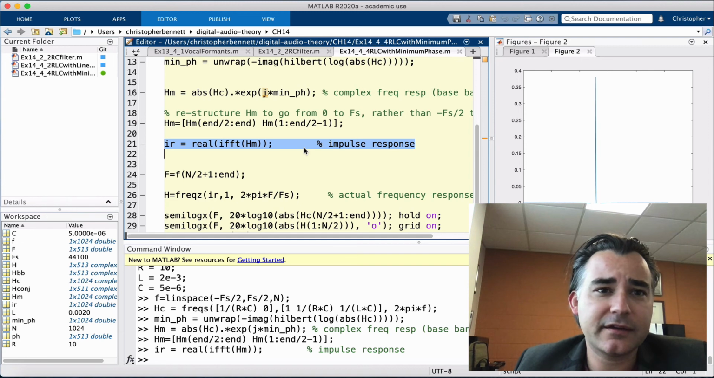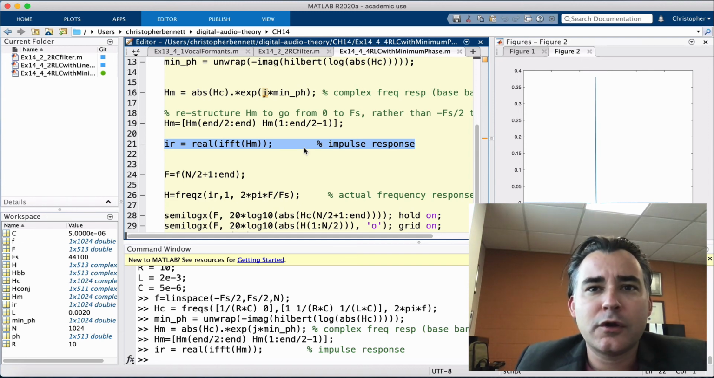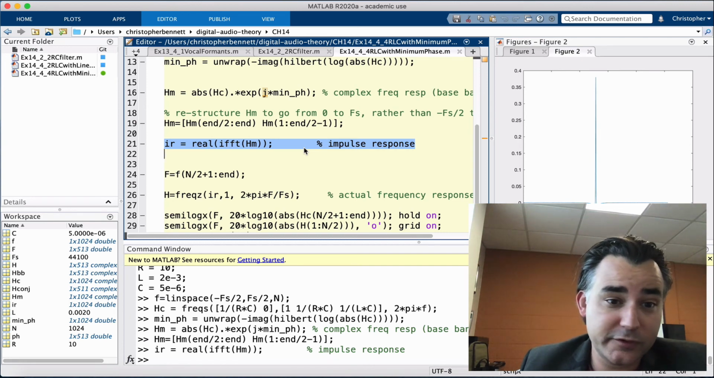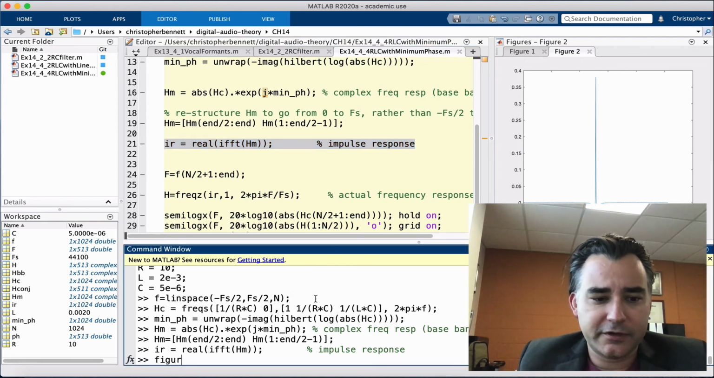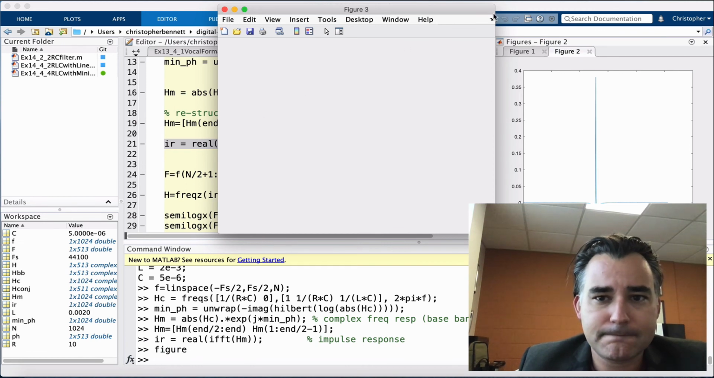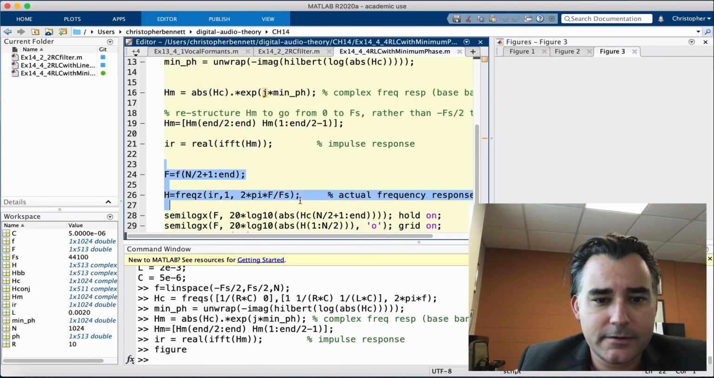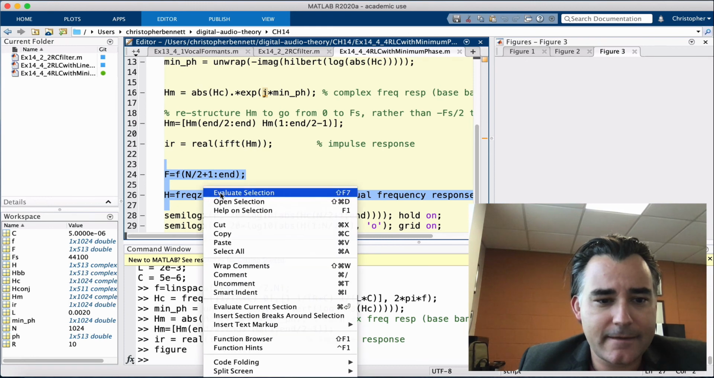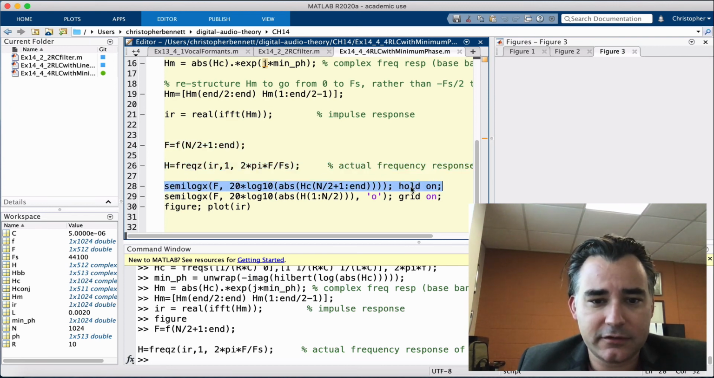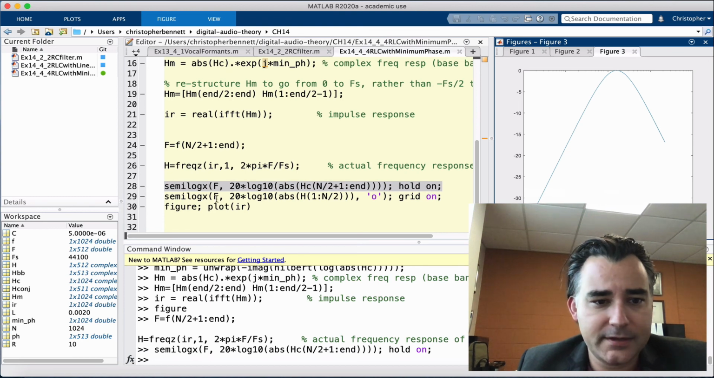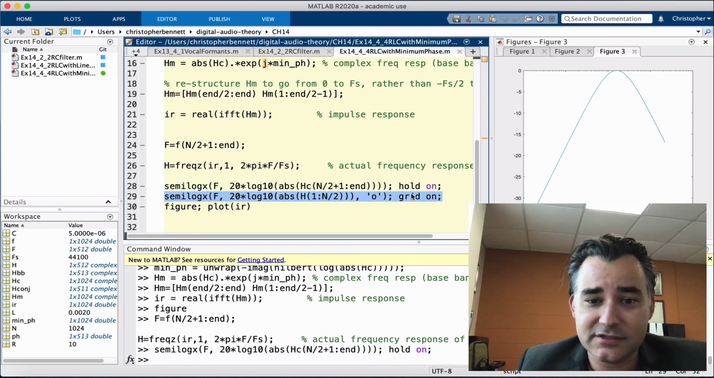And again, after taking the IFFT to extract the IR, we're going to load up the original analog prototype, and we're going to take the frequency response of this IR, and we're going to compare them. So let's open up a new figure here. All right, we've got the frequency response of the IR. So here is the original analog prototype. And again, the digital model.